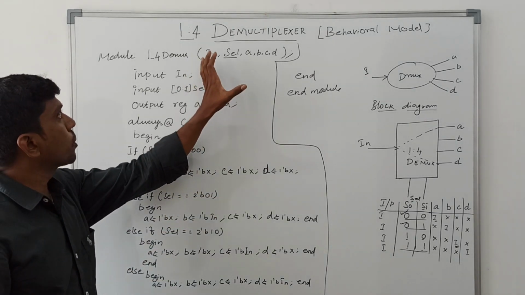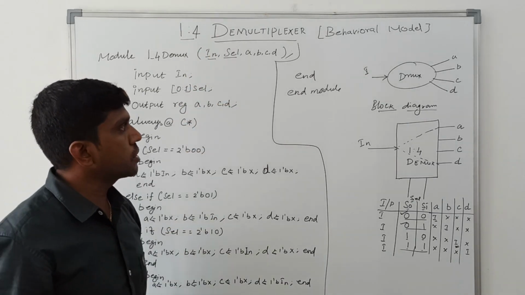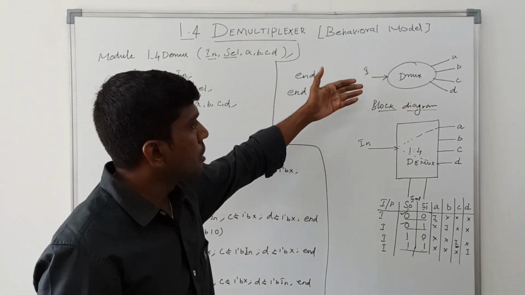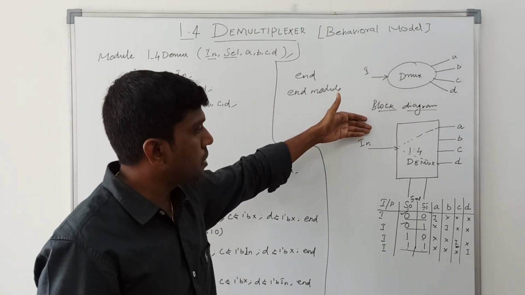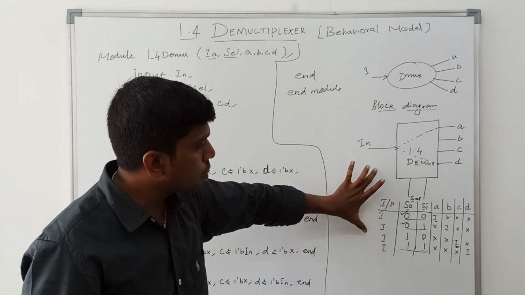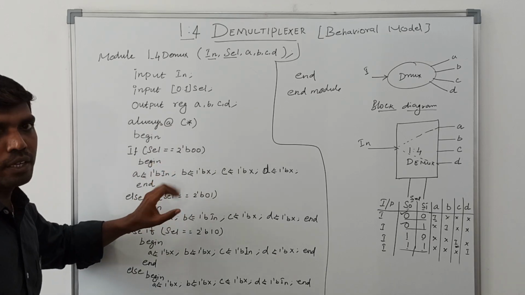This is a simple program to write a 1:4 de-mux. First you understand the concept: what is the operation of a de-mux? After that you draw the block diagram. Based on the block diagram you can write the truth table. Using these two things you can write the program very easily.